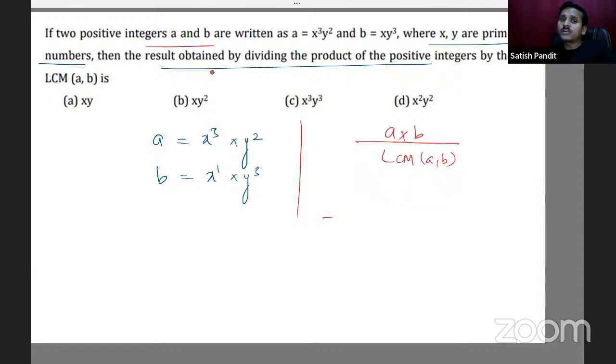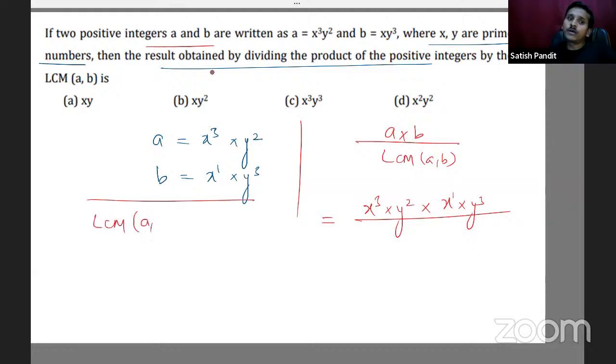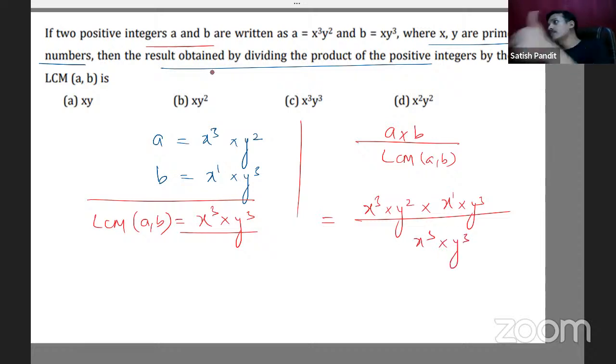The two numbers are x to the power 3 into y to the power 2, and B is x to the power 1 into y to the power 3. And what is the LCM of A comma B? To find the LCM, don't take common; whatever number is there, put the highest power. So LCM is x to the power 3, y to the power 3. Yes or no, everyone? So x to the power 3 gets cancelled, y to the power 3 gets cancelled. What we are left with is y to the power 2 into x to the power 1.